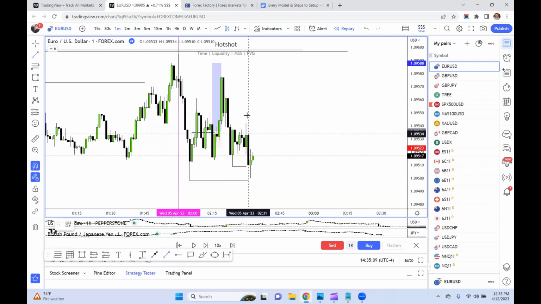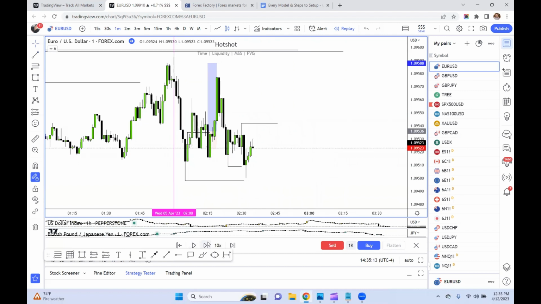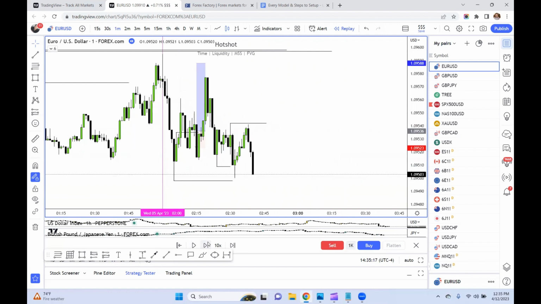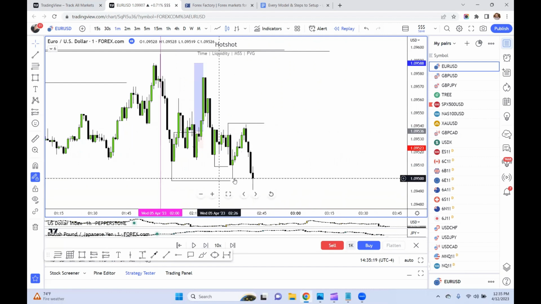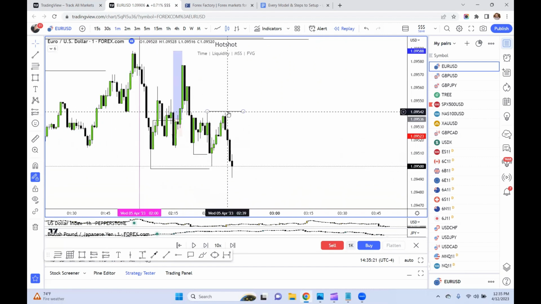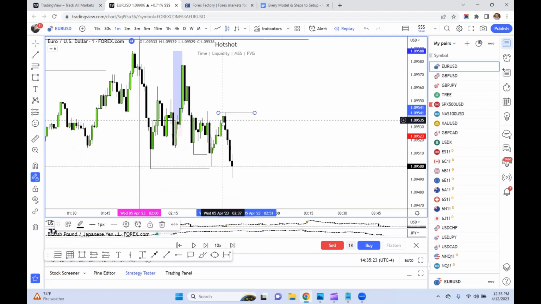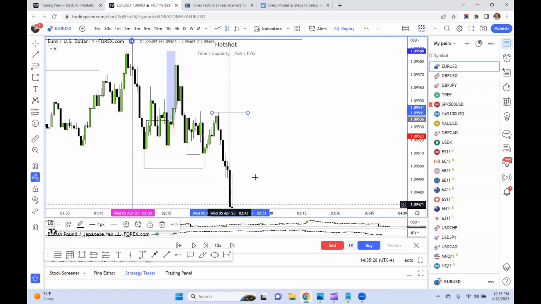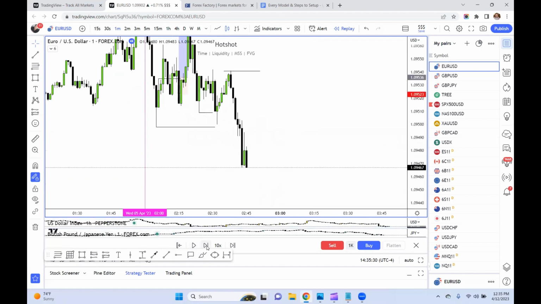Where's the market structure shift point now? It's going to be right here. Okay, so if it shifts structure there, look for opportunity. It just ran out more liquidity here. Where's the new market structure shift point? It's going to be this black candle's high right here. Let's see what happens. Keeps going.